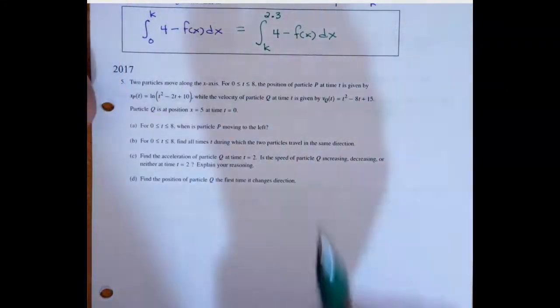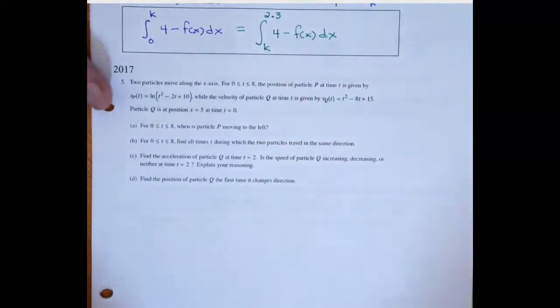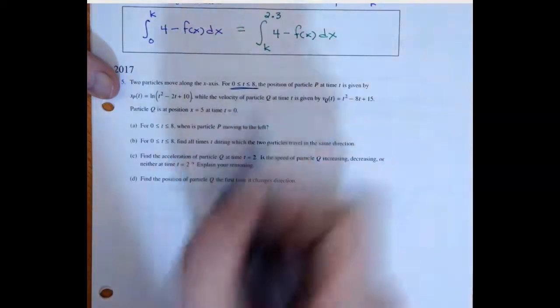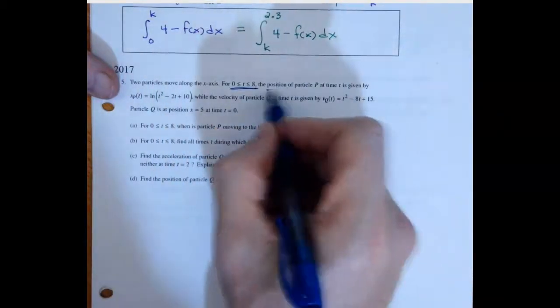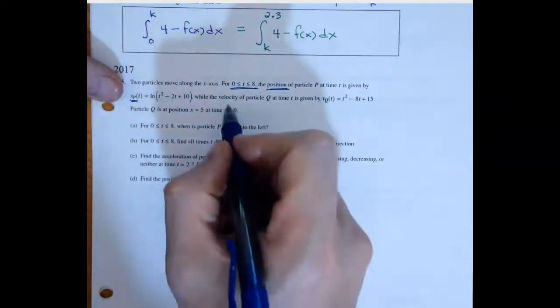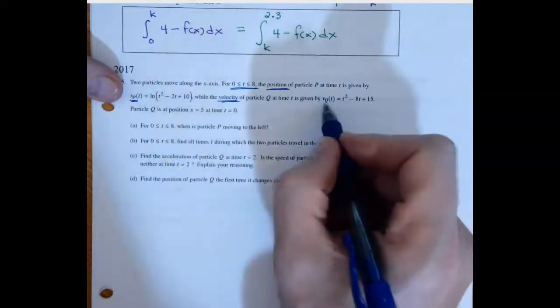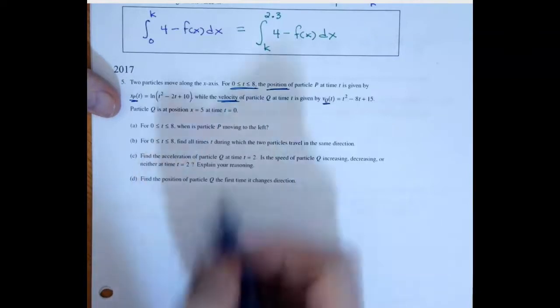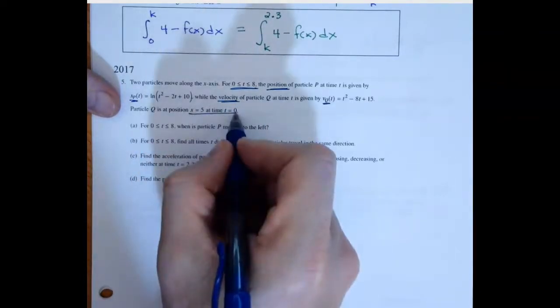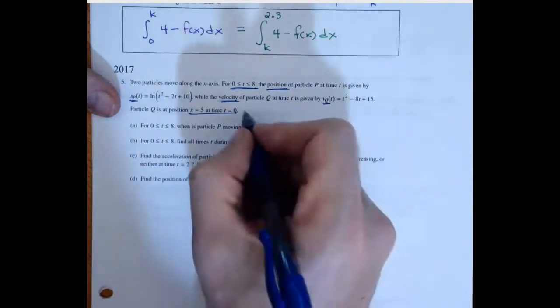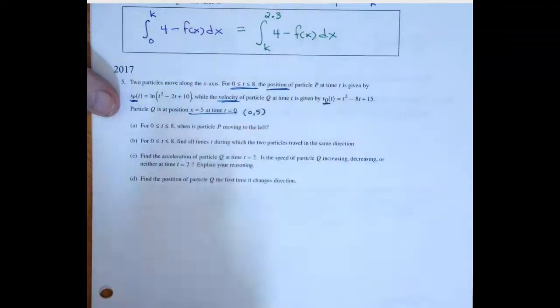So if we read through this quickly here, let's see. 2 particles move along the x-axis. We're going from 0 to 8. The position of the particle is given by this. So we can tell it's a position function. The velocity, okay, so that's v of q, so we can see that. And we have this initial condition here also. So we want to make sure that we pay attention to that. So that's 0, 5.